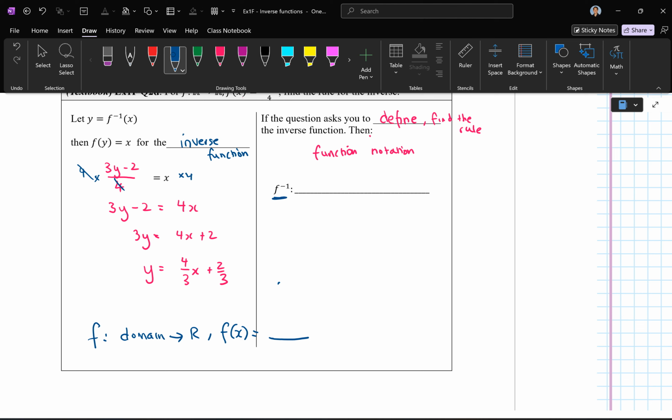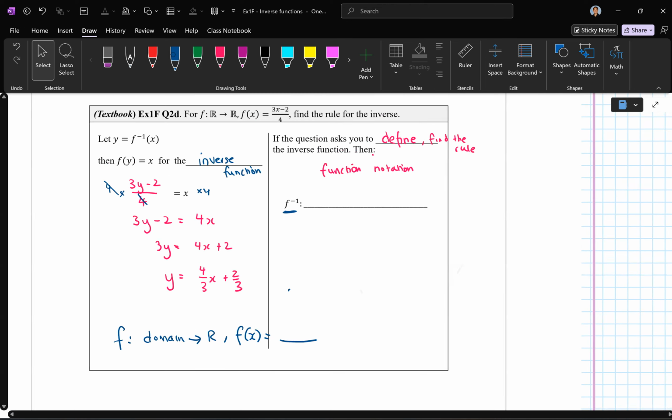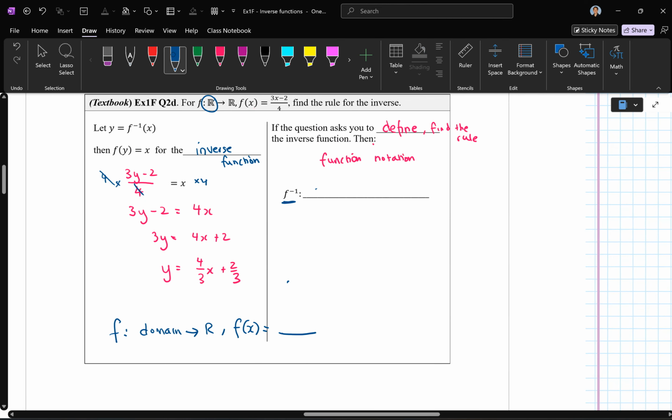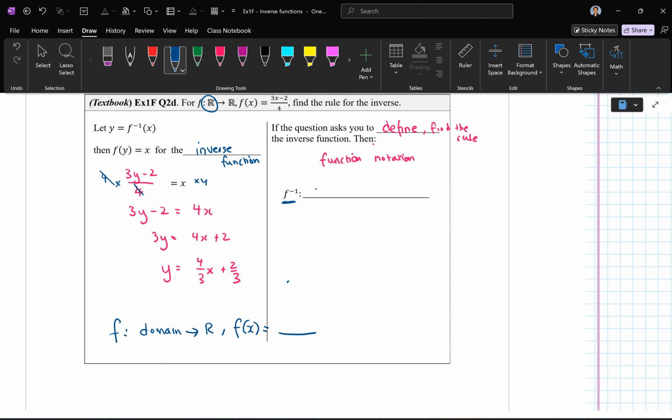So I'm saying f inverse, the domain. Now they've given us the domain. It's R, or it's actually range. So the domain of the inverse is the range of the function, and clearly it's a straight line, so it's also R. So here we go, R maps onto R, comma, f inverse of x is equal to 4 over 3 x plus 2 on 3.